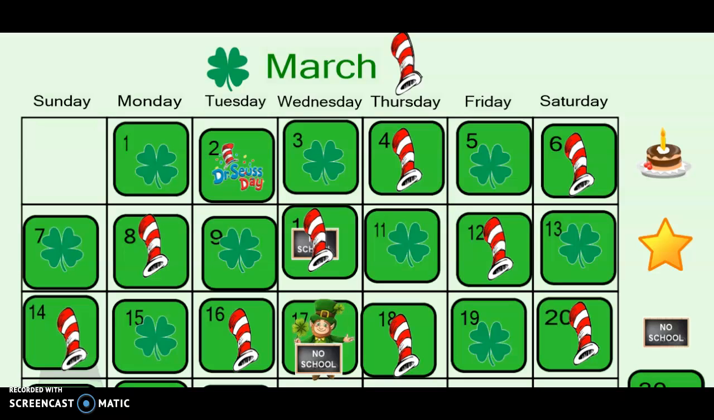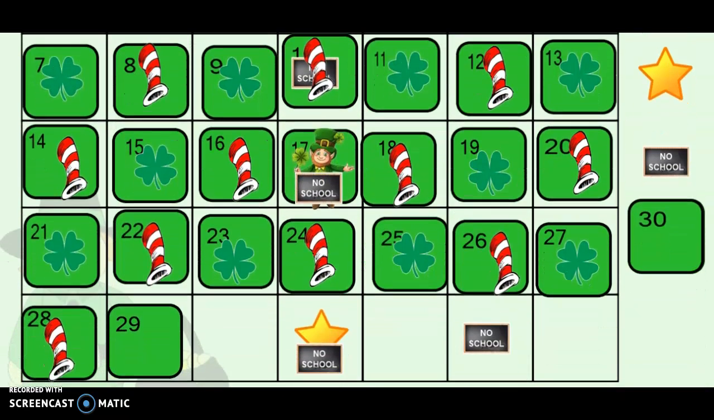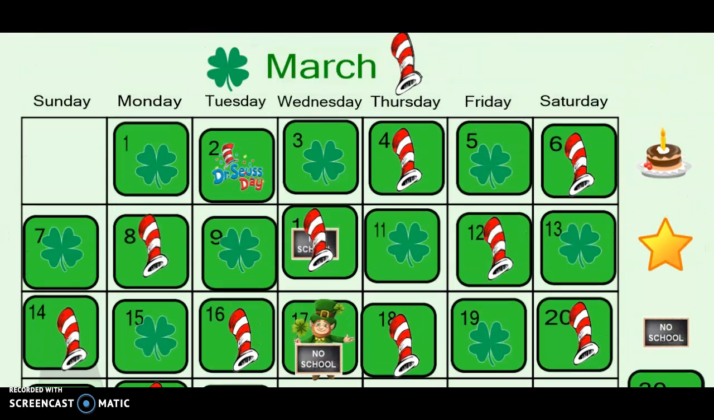All right, and today is Monday, March 29th, 2021. Take a look at our pattern. Start right here with our clover and say together, clover hat, clover hat, clover hat, clover hat, clover. Clover it is.